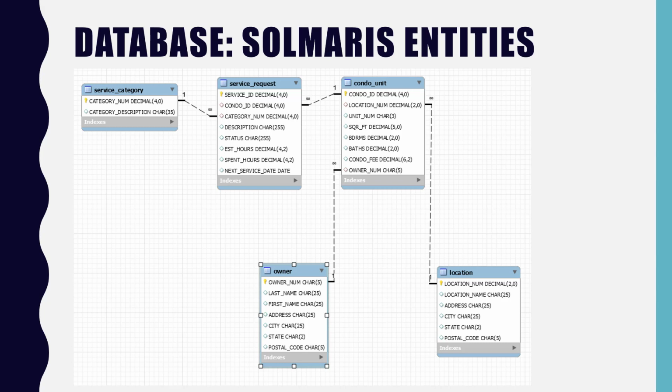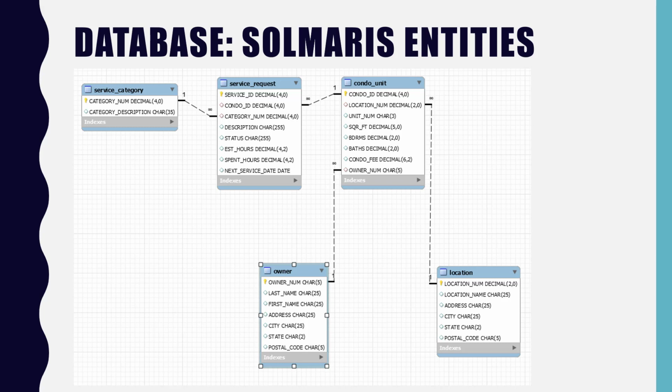So we have owner going to the owner num in the condo unit, and we have location going to location num in the condo unit. Could the owner have many locations? Sure. Can the location have many owners? Sure. Looks like a many-to-many relationship, right? And it kind of is. It's a little bit trickier in this one. This one could probably be done in a one-to-many style, or I'd have to think about that. This one's just a little iffy. It is kind of a many-to-many relationship.